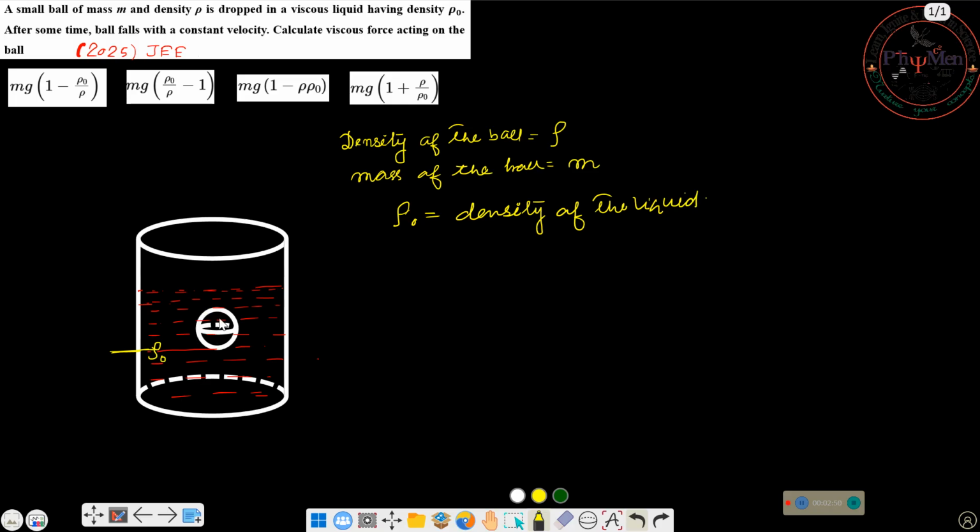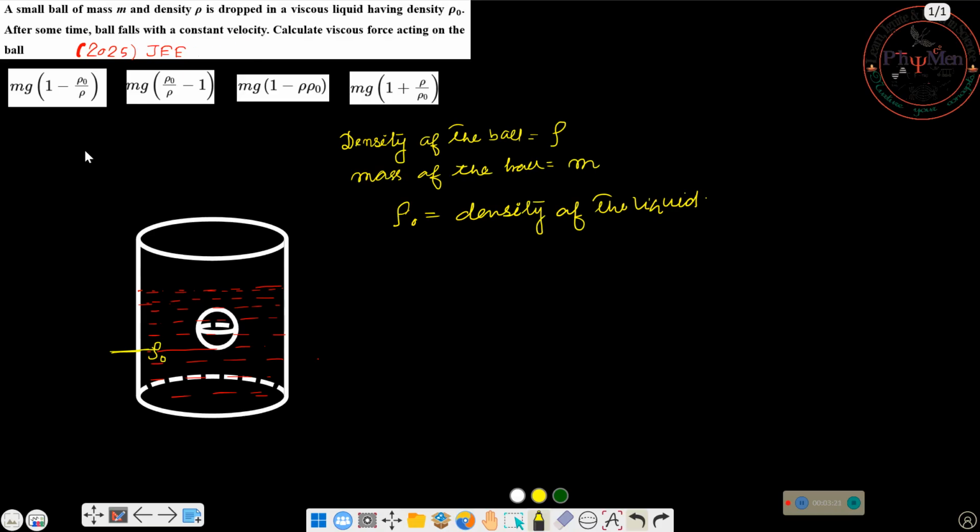Now when this ball goes through this viscous liquid, what will happen? It will have a viscous drag force. Viscous drag force will oppose the motion of the ball. But what does the question say? After falling through this viscous liquid for some time, the ball attains a constant velocity.